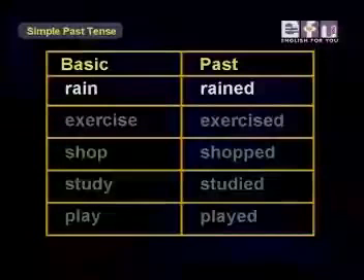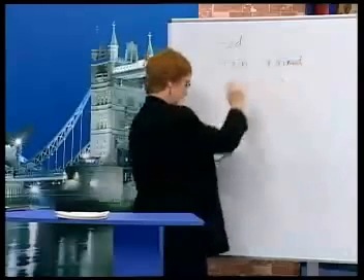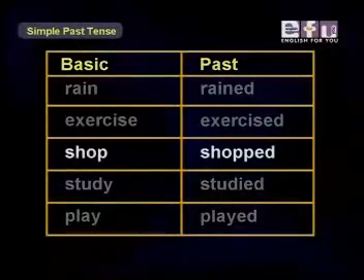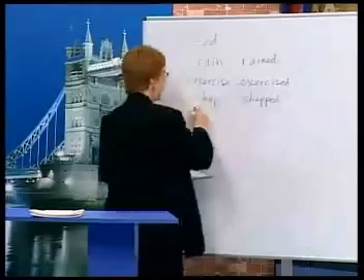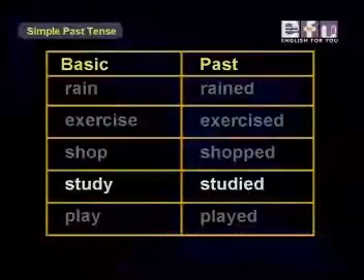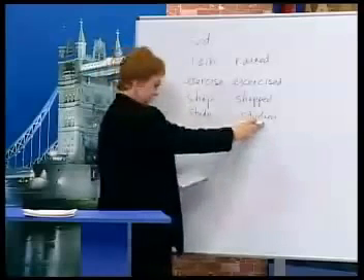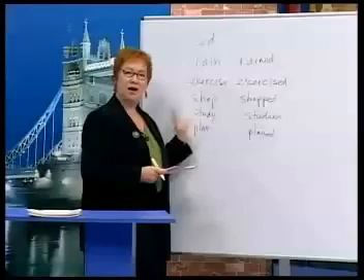Rain, rained. Exercise, exercised. Shop and shopped. Study, studied. And finally, play and played. Let's look again at how we spell these words.